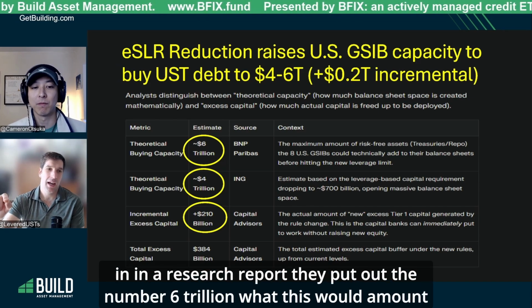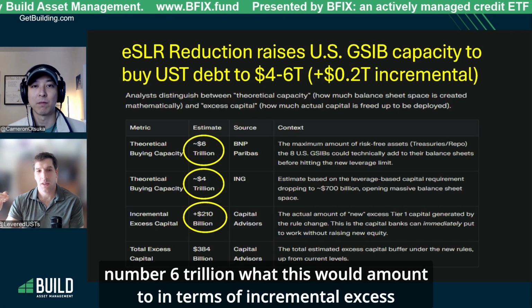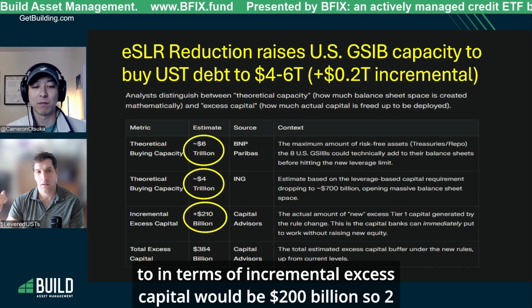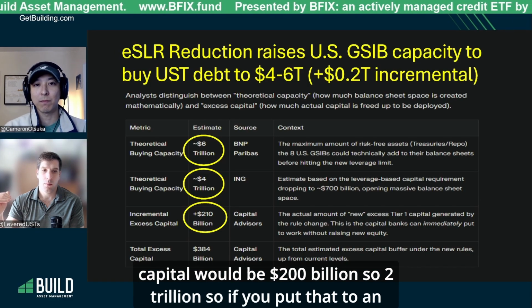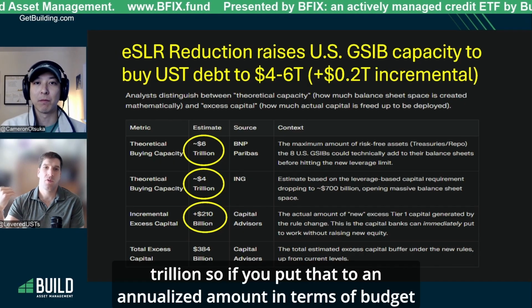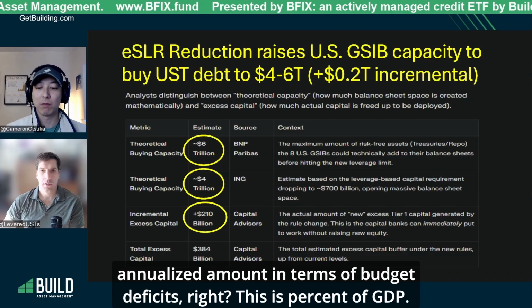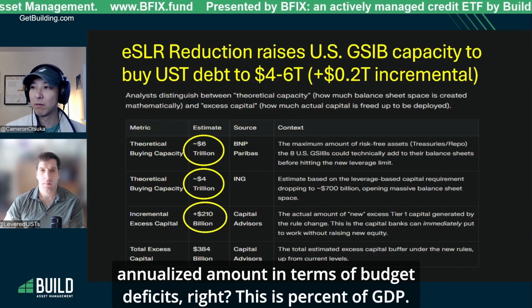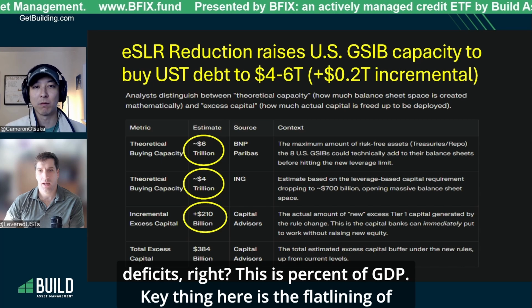But they estimate in a research report the number 6 trillion. What this would amount to in terms of incremental excess capital would be $200 billion, so 0.2 trillion. So if you put that to an annualized amount in terms of budget deficits, right? This is percent of GDP.